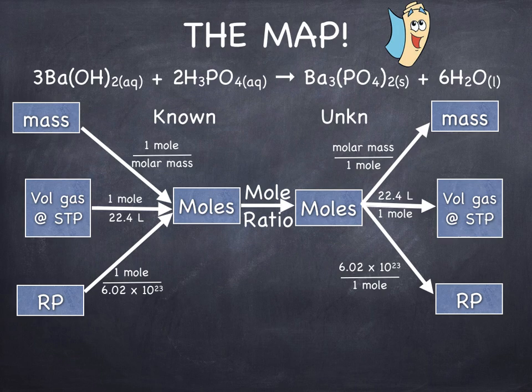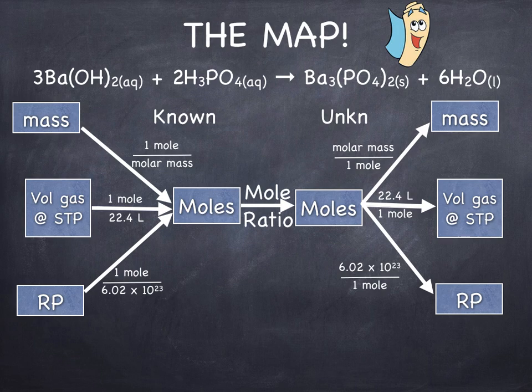Simply when you set up your game boards, again, look at those diagonals. But one of the other things I want you to notice is that when we used the mole map, it was a two-way street. I could go from mass to moles or moles to mass. The stoichiometry map is intended to be a set of one-way streets.